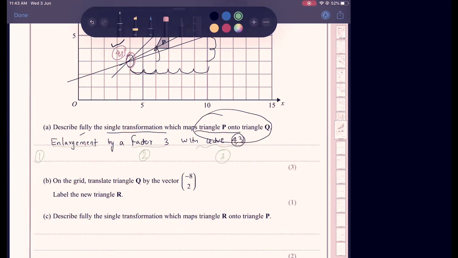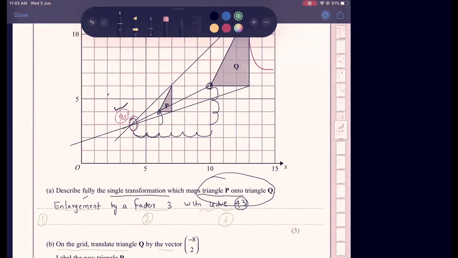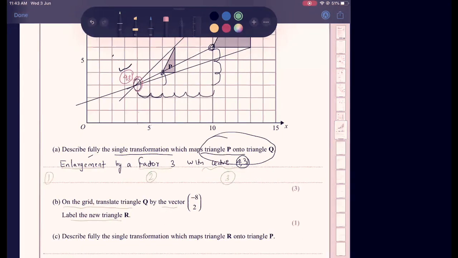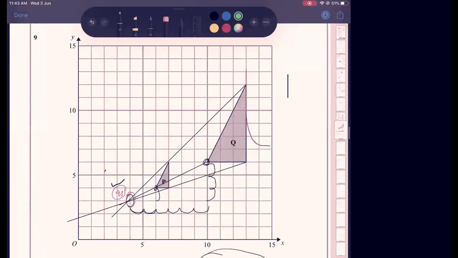Now, on the grid, translate Q by the vector minus 8, 2. Label the new triangle R. Translate the triangle Q by the vector minus 8, 2. So that means we need to translate this triangle Q by minus 8, 2. So this column vector is minus 8, 2.